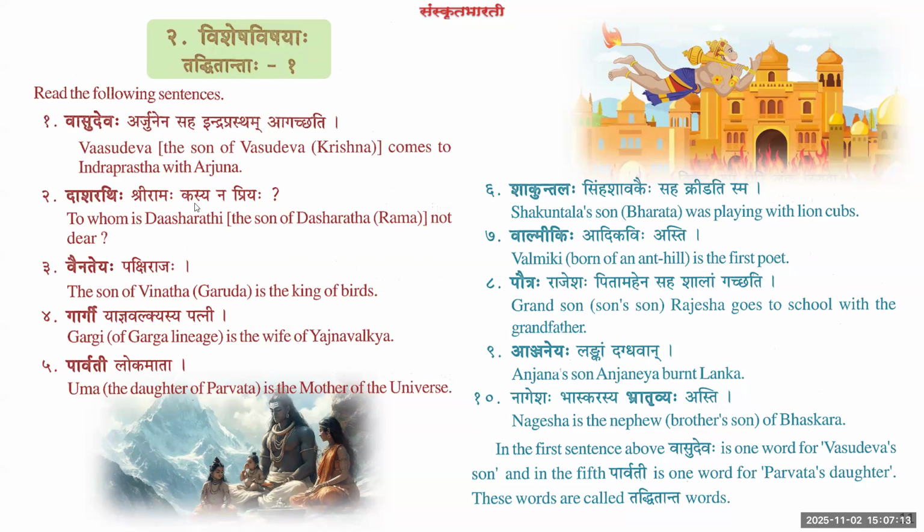Kasya. It's a question Shashti. Whose? Of whom? That kind of sense. Na priyaha, not dear one. Na priyaha asti. Asti is the implicit kriya pada there, like I told you. So na priyaha asti or bhavati or something. Okay. So the Sri Rama was not dear to whom, if any, at all. Maybe to Ravana. To whom is Dasharathi, the son of Dasharatha, not dear, like that.